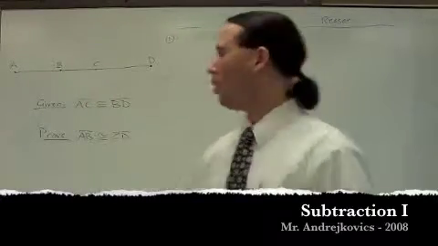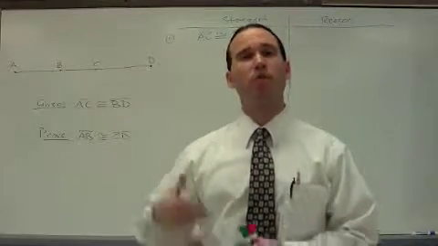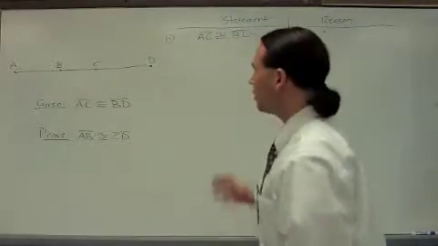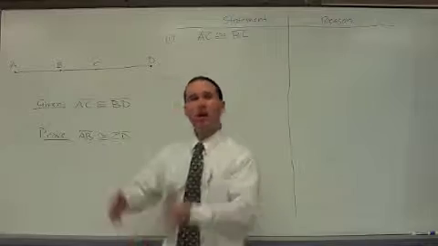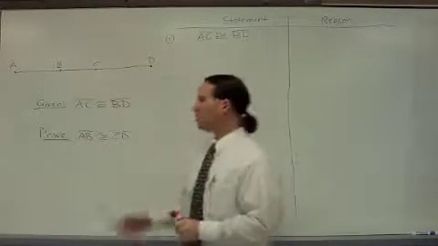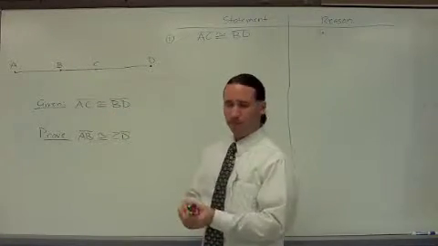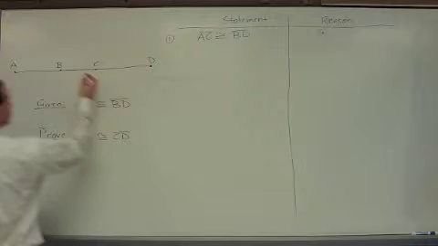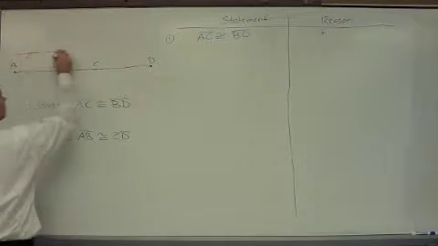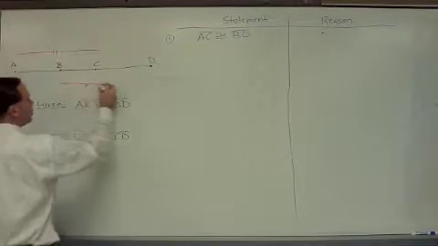Thanks for joining. What I want to take a look at with you today is just a very simple application of a subtraction proof. Right? The subtraction postulate allows us to take a large piece and subtract it down to get something smaller. So in this proof, we're told that AC is congruent to BD. So AC is this long section here, and that's congruent to BD, this long section here.